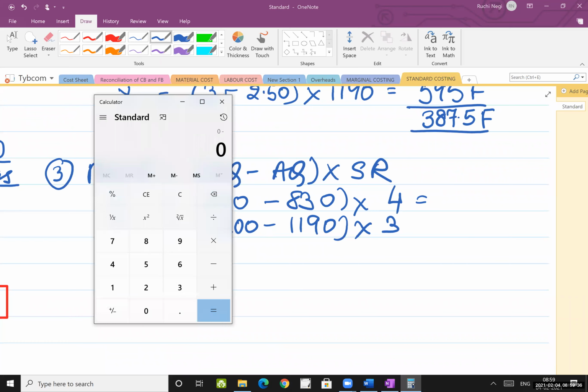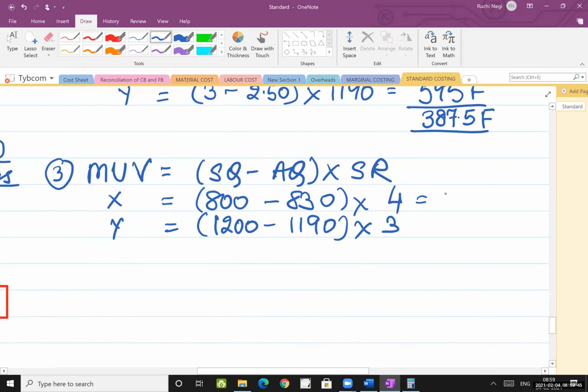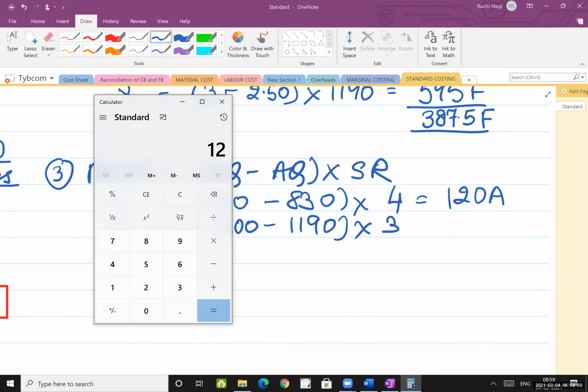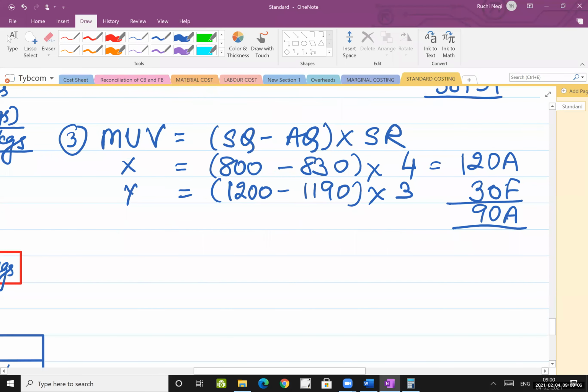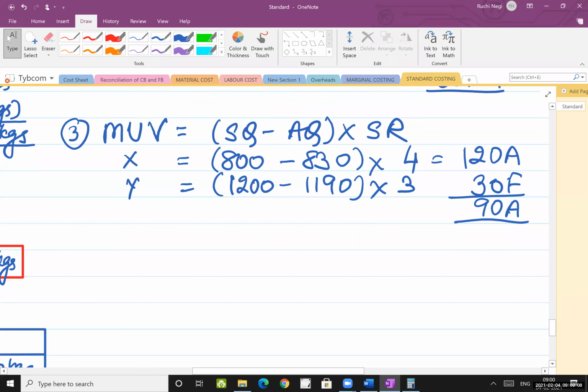800 minus 830 into 4 is 120. It's coming negative, so A. 1200 minus 1190 into 3 is 30 rupees, it's coming F, positive. So plus minus is minus. So this is 90A.